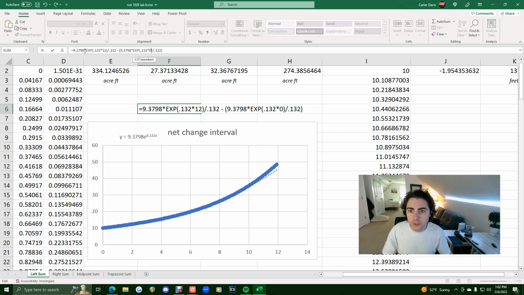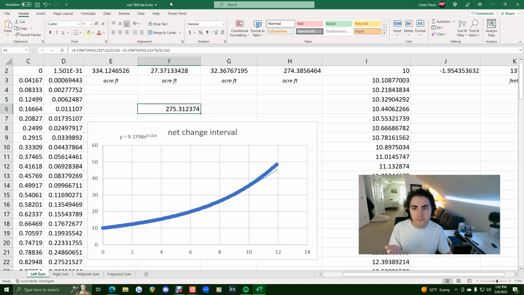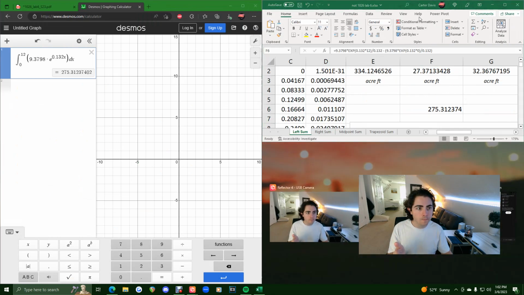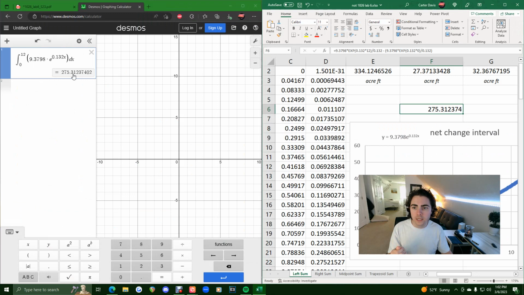So we have the 12 evaluation right here: the antiderivative with 12 plugged in, and then we're subtracting the antiderivative with 0 plugged in. All I'm doing right now is showing that this value, 275.312, is equal to the one we just calculated in Desmos. So I'll just use Desmos for the rest of them, but that's how you would do it in Excel.